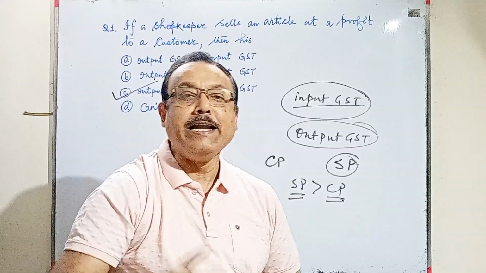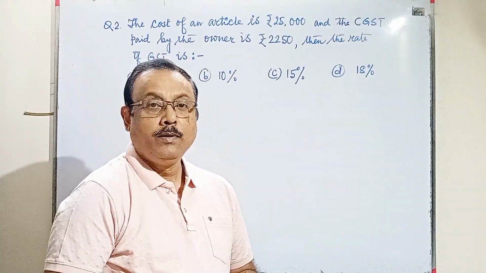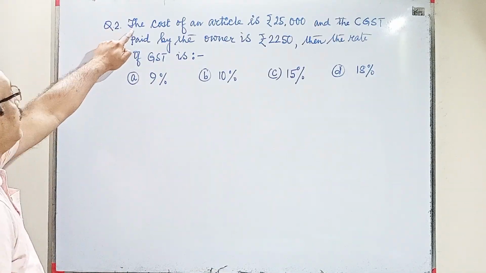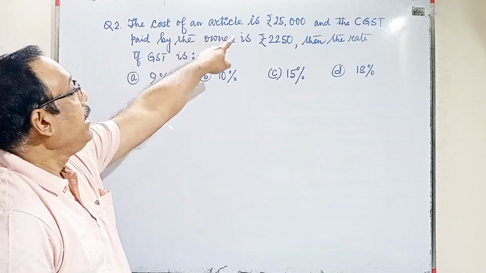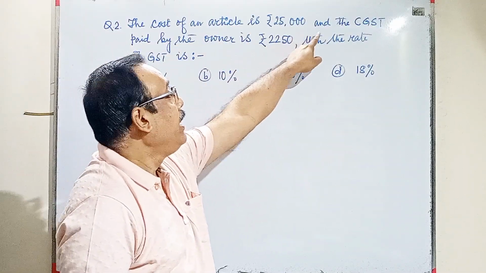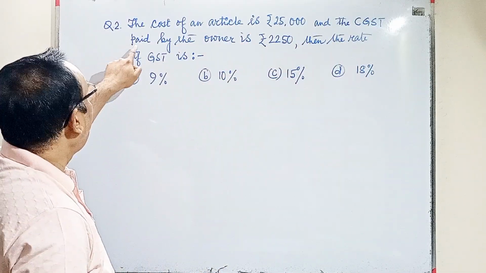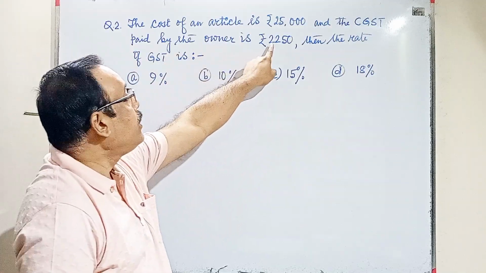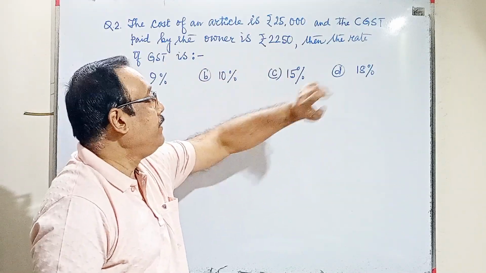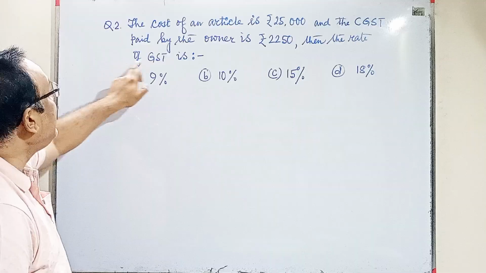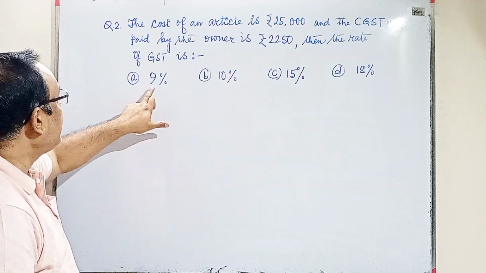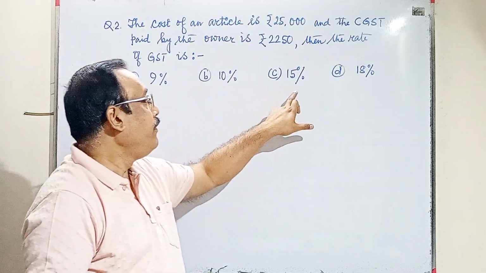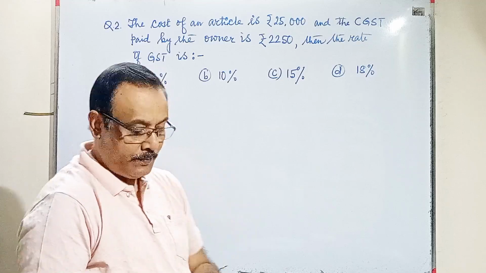Now we'll go to the next question. The second question is: the cost of an article is rupees 25,000 and the CGST paid by the owner is rupees 2,250. Then the rate of GST is, with 4 choices, 9%, 10%, 15%, 18%.